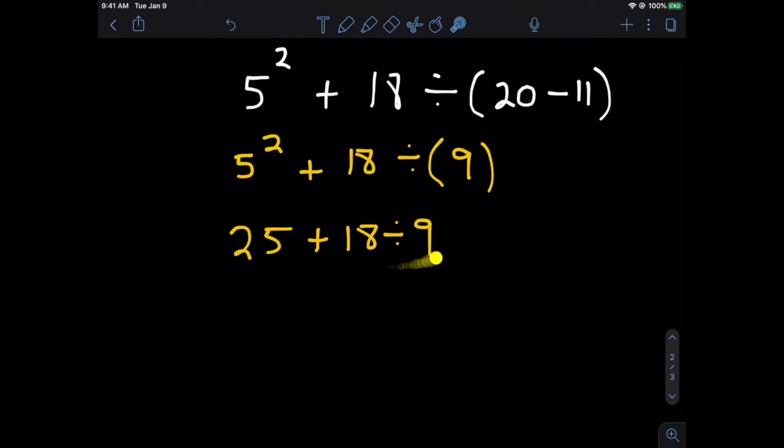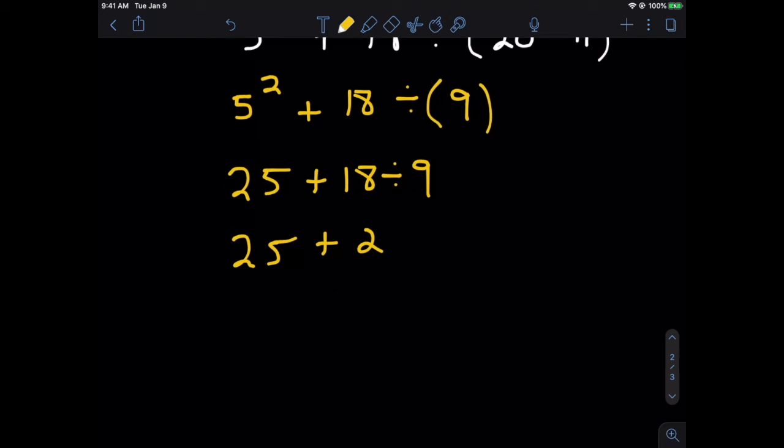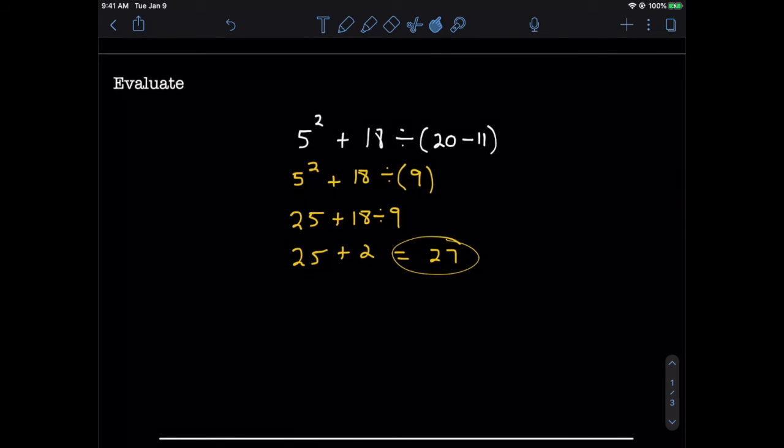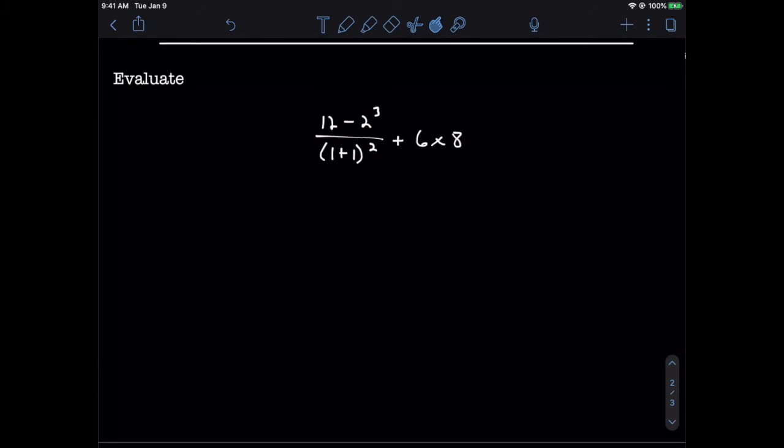Now we'll do our division here. This is going to give us 25 plus 18 divided by 9 is 2. And then, if we just add the two things that are left over, we get a final answer of 27. Once again, breaking things down makes it easier for us to do the work, but let's take a look and see how we would do this in something that looks a lot more complicated.